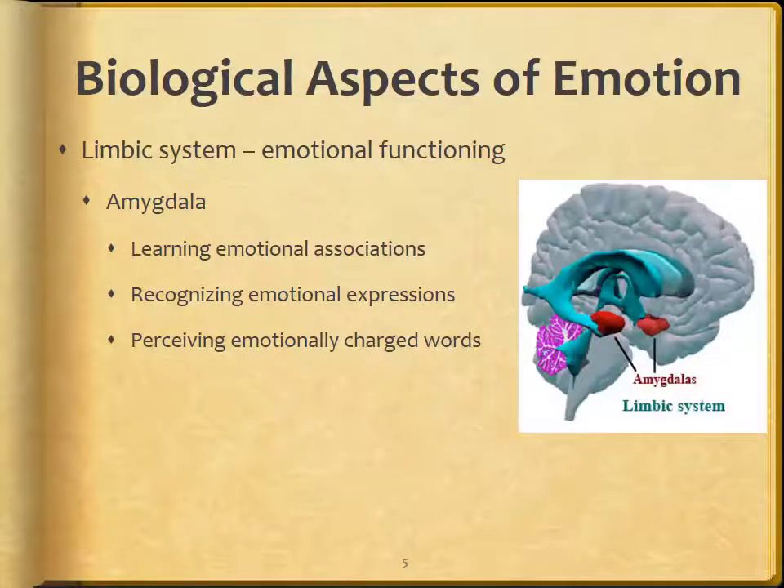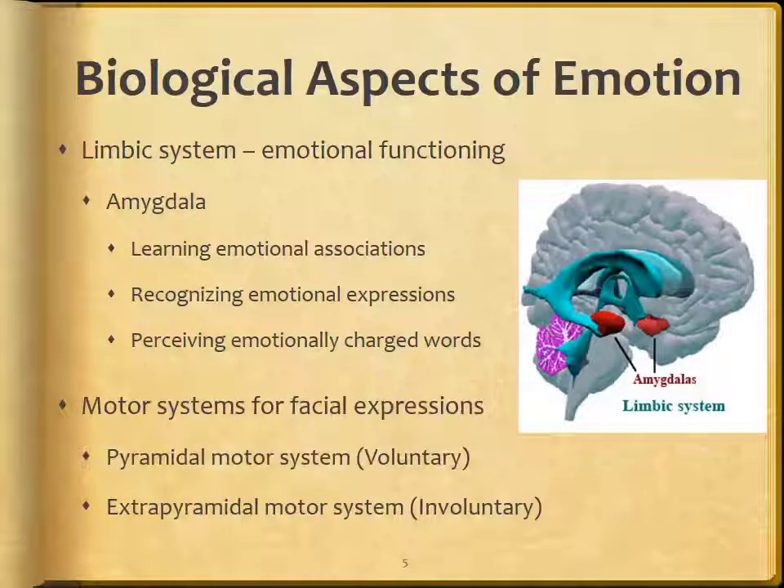So, real brief, some biological aspects of emotion. We have the limbic system, which is important to emotional functioning. And the amygdala is one brain region that is part of the limbic system. The amygdala is important for learning emotional associations, recognizing emotional experiences, and perceiving emotionally charged words. So basically, the amygdala registers emotions, both negative and positive emotions. And as we'll see later, it especially registers fear.